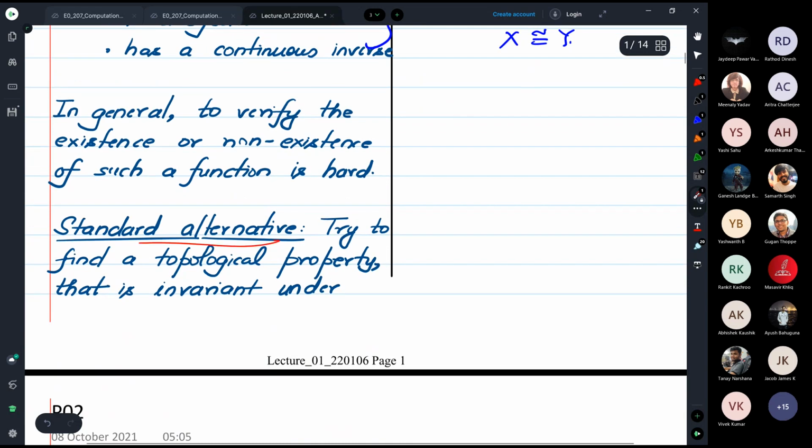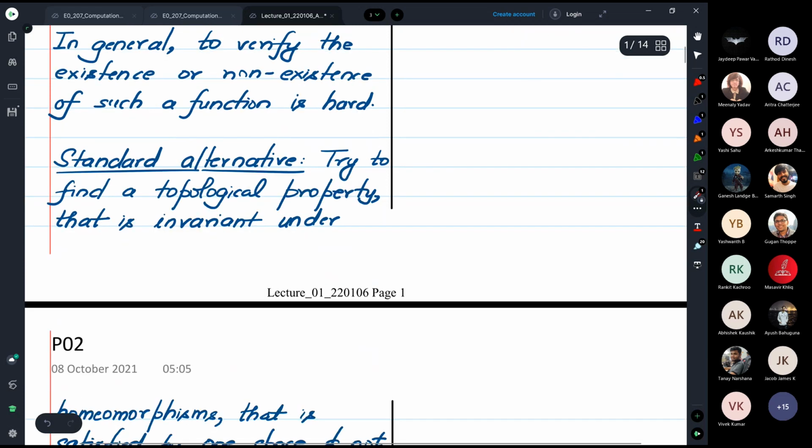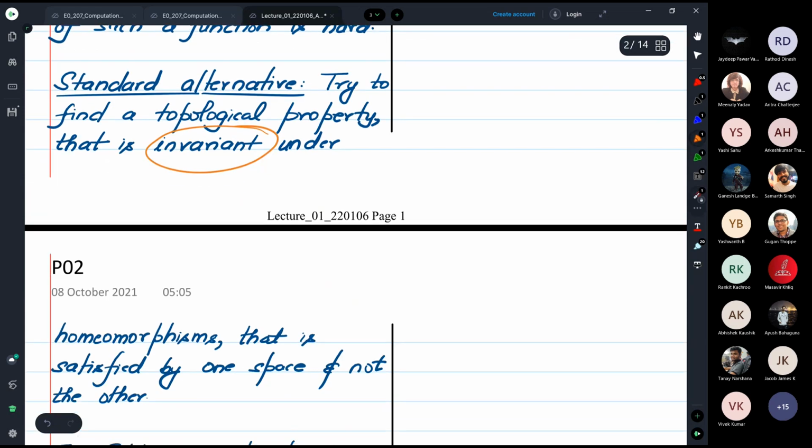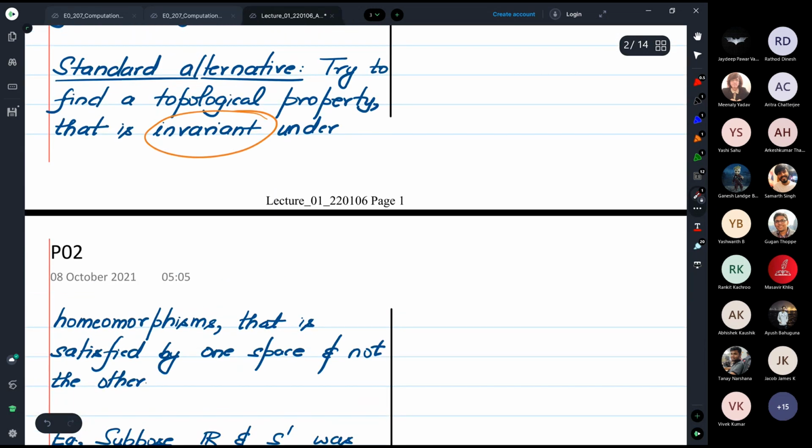So a standard alternative is to try to find a topological property, right? A property concerning topology that is invariant. This is a very, very important word. That is invariant under homeomorphisms. So we try to find a topological property that is invariant under homeomorphism, that is satisfied by one space but not satisfied by the other, right?